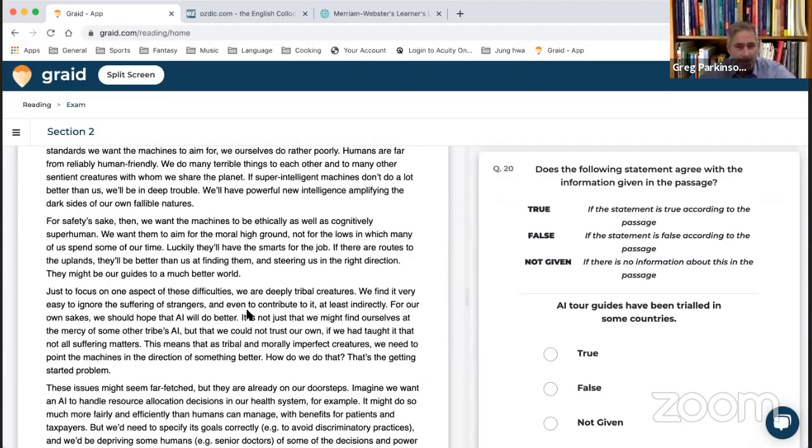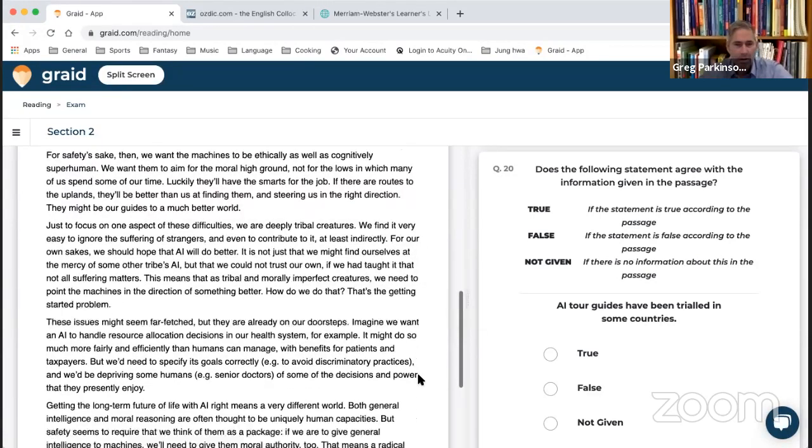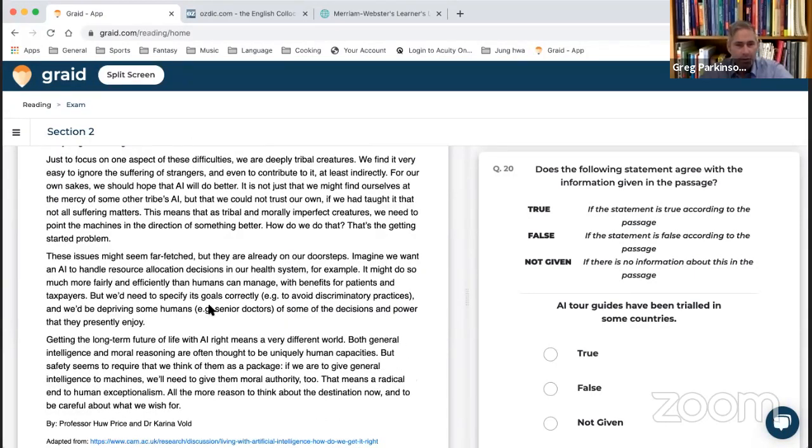We're already familiar with this part here, right? And this is about how humans are tribal. So there was nothing there. And we've already covered that part, and there's nothing about tour guides. And the last one, we're familiar with that as well. So there's nothing in the rest of the paragraphs about AI tour guides being trialed in other countries or some countries.